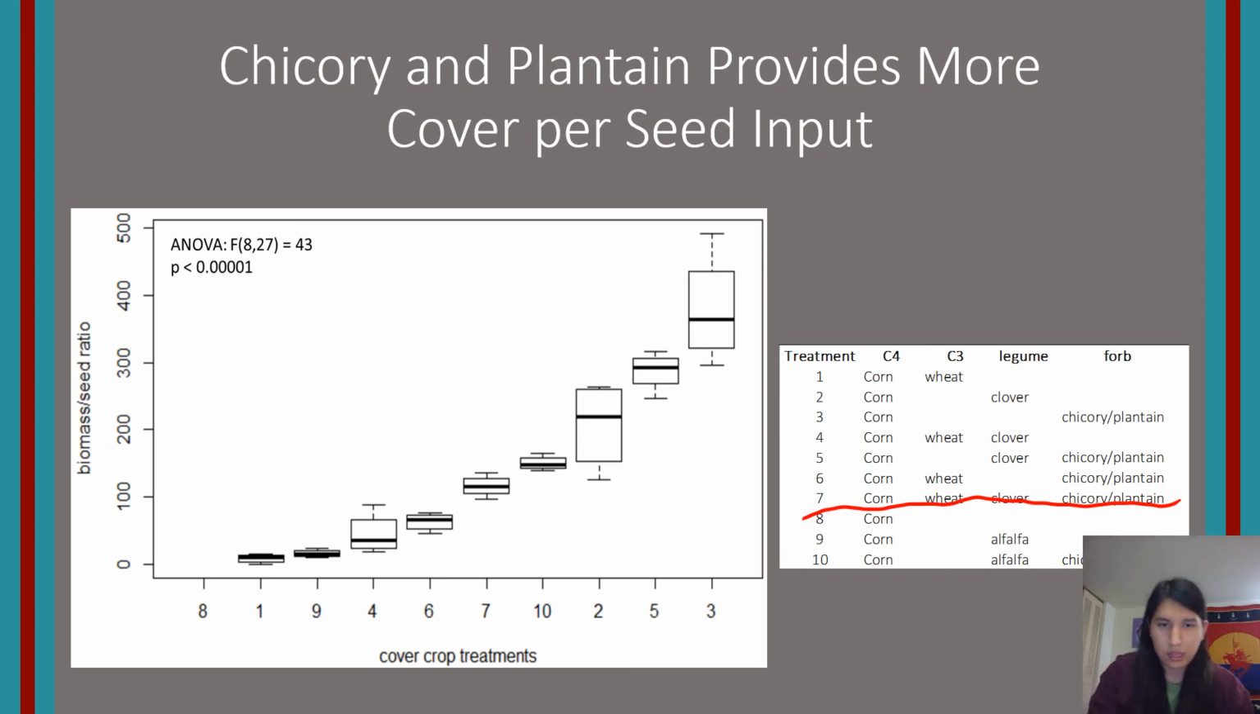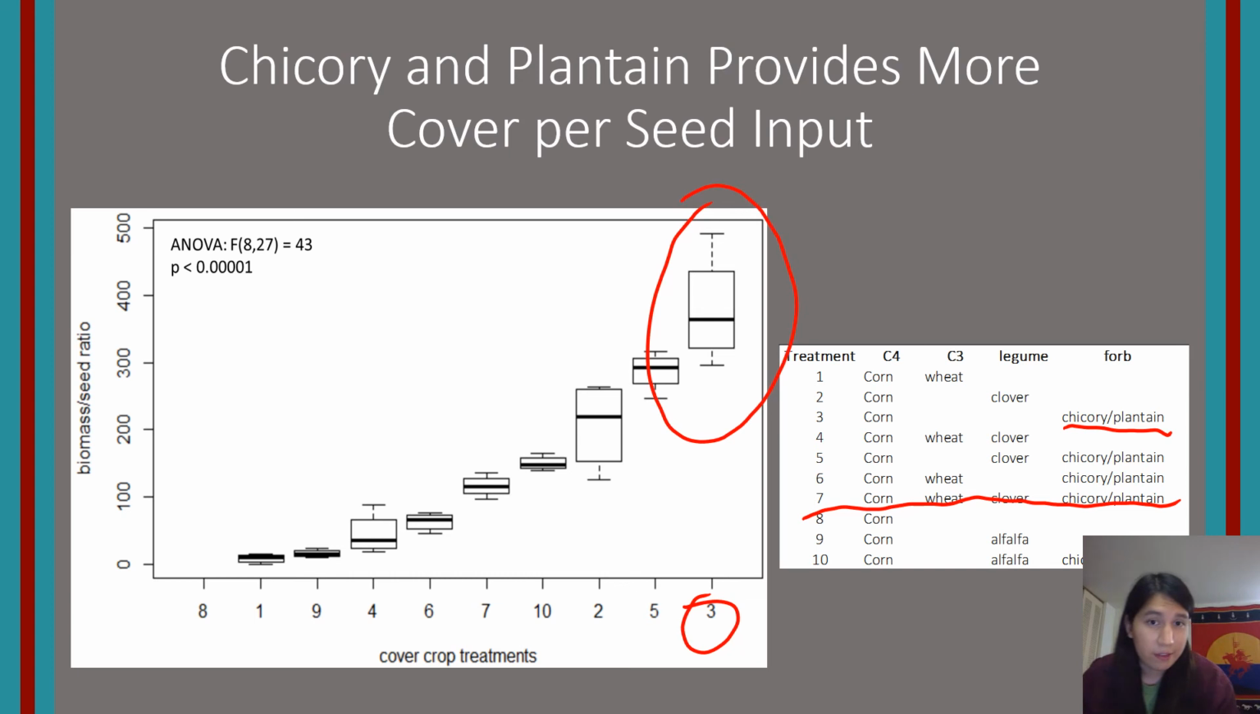And so number 3 right here, which is just nothing but corn and chicory and plantain, actually had significantly higher biomass seed ratio, meaning that you didn't have to put in all these different combinations. You could just put in these 2 plants and you got solid biomass to seed. And we also see in the other graph as well, it was one of those ones that did pretty well suppressing weeds. So it's a fairly good trade-off to put these. So if you're thinking about using different types of cover crops, this would potentially be a way to go about it.